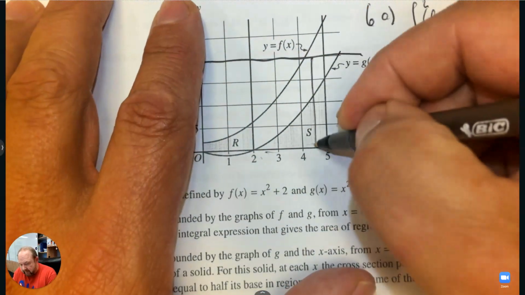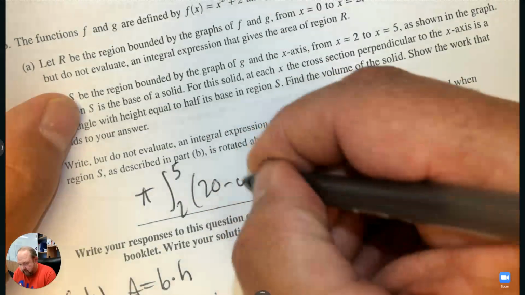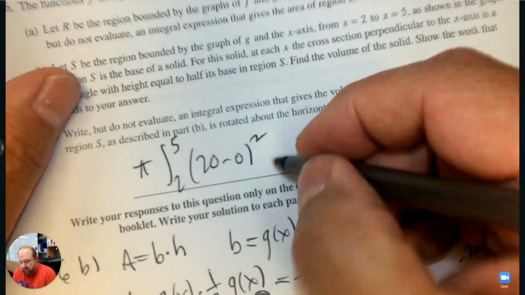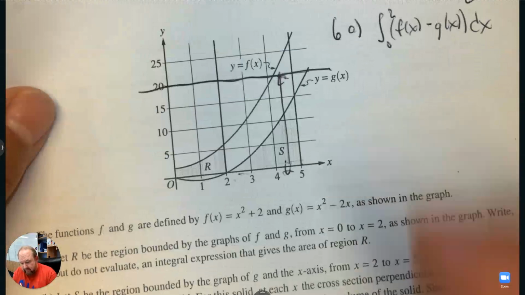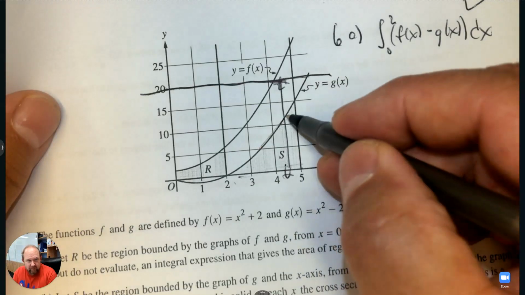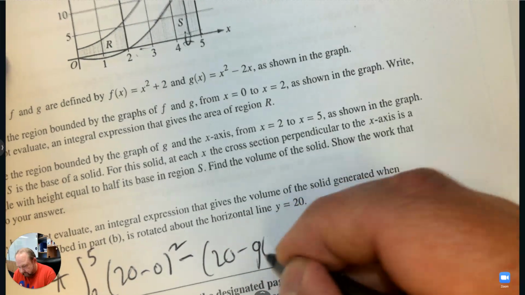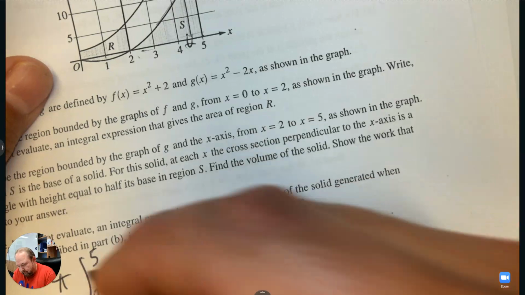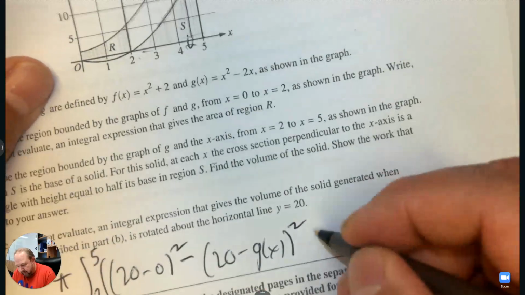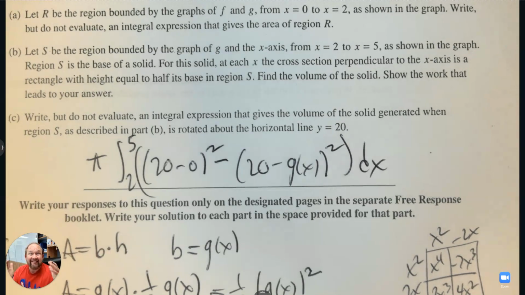So there's a big radius and there's a small radius. So the big radius goes from 20 to 0. And I can just do that. 20 to 0, that's the big radius. Subtract the small radius. And the small radius goes from the line 20 and then subtract the curve g at x. And that's squared, put parentheses, dx, and that's what it looks like for the volume, and it's done.